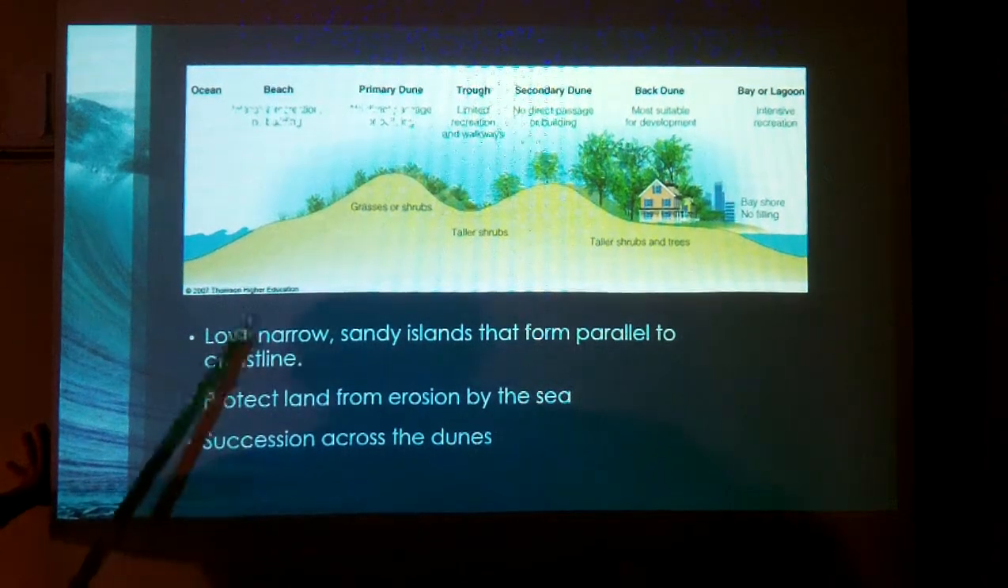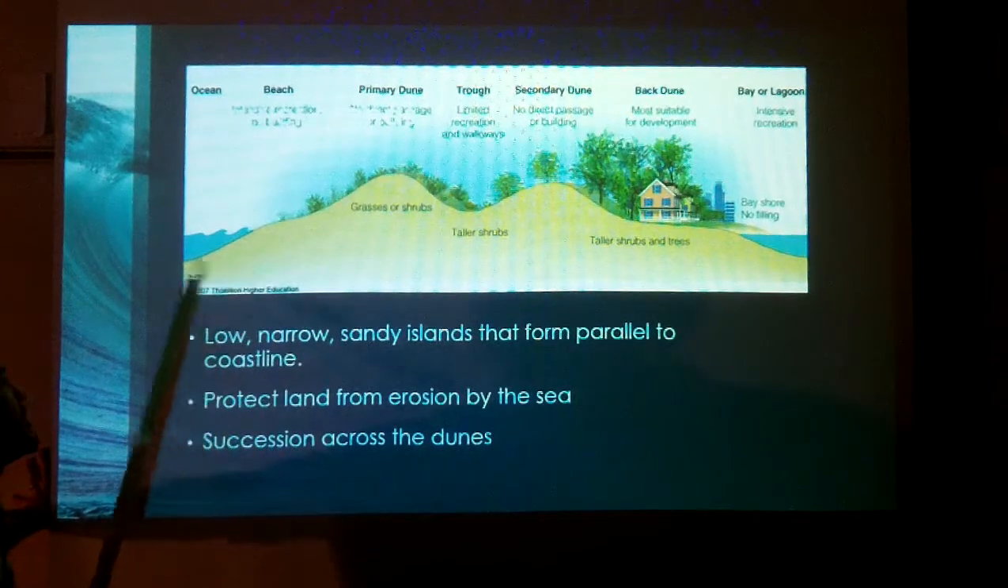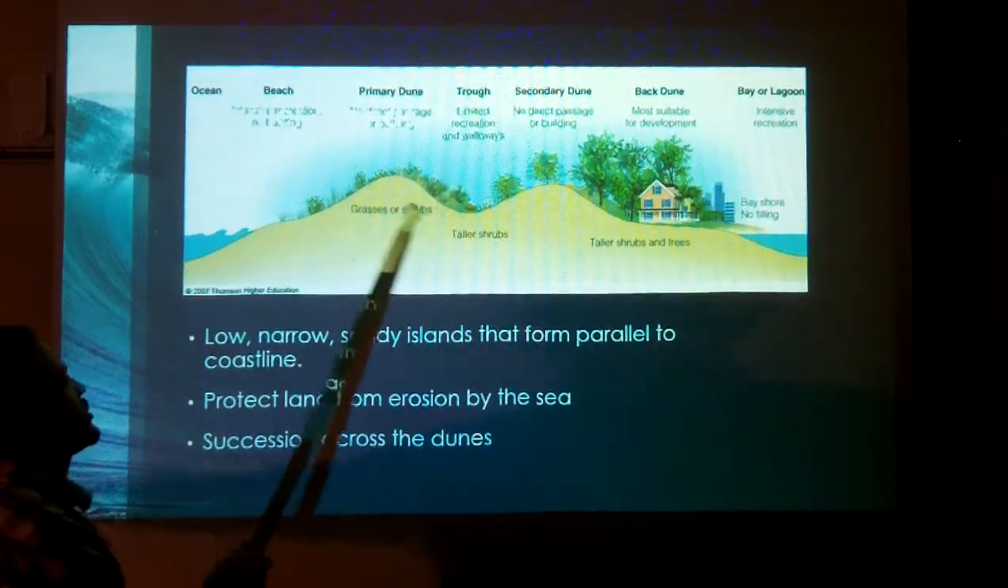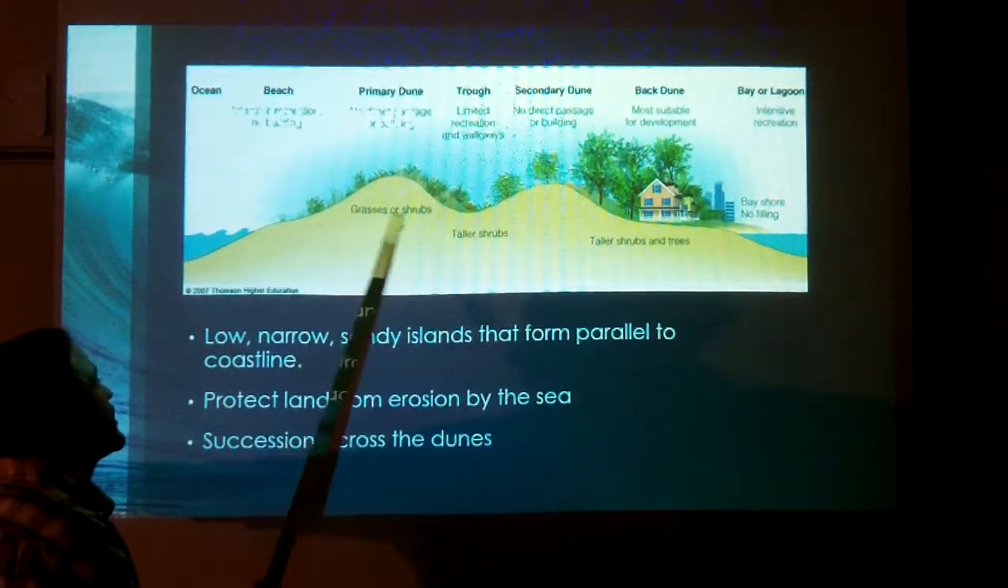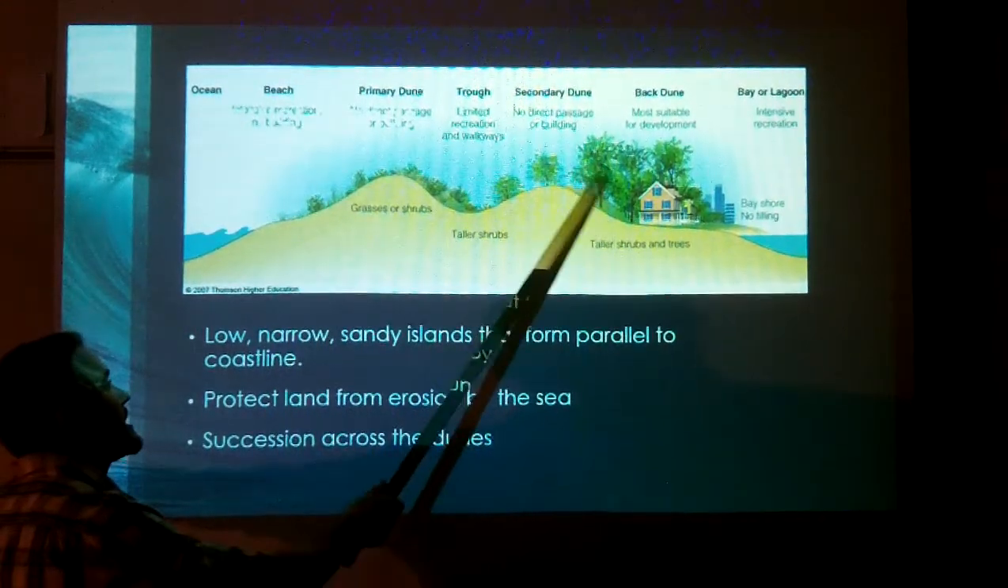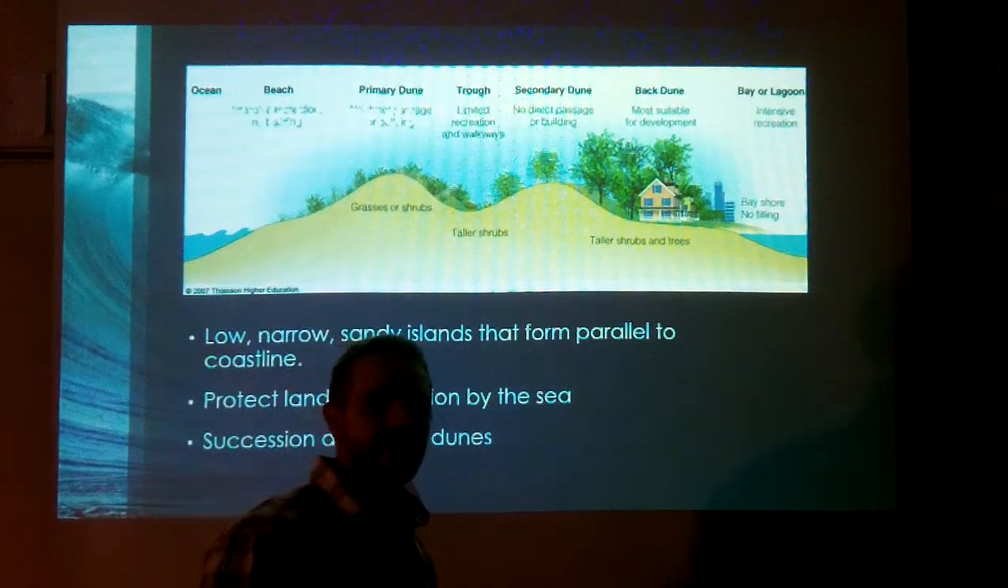But yes, succession. Just like primary succession that we looked at in one of the last units, we've got succession taking place across the dunes. The newer portions of the dunes have the smaller plants. As you move towards the old dune at the back of it, you get the tall trees that are settled and established on the backside of the dune.